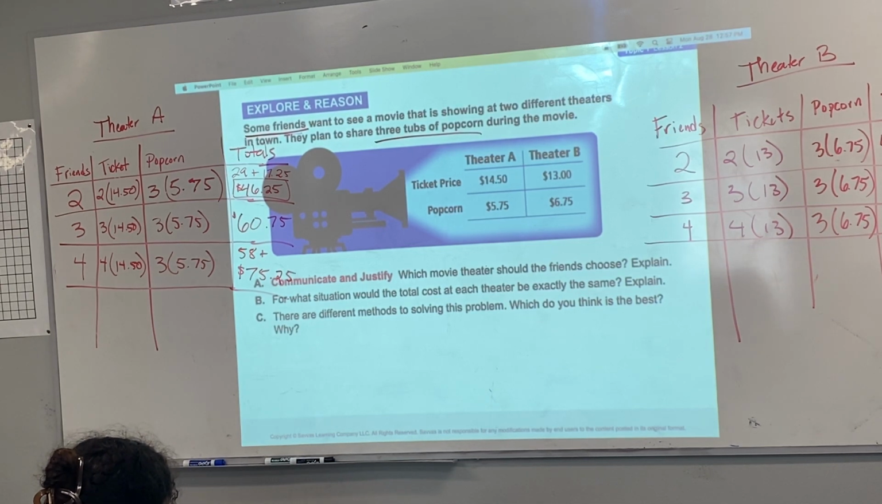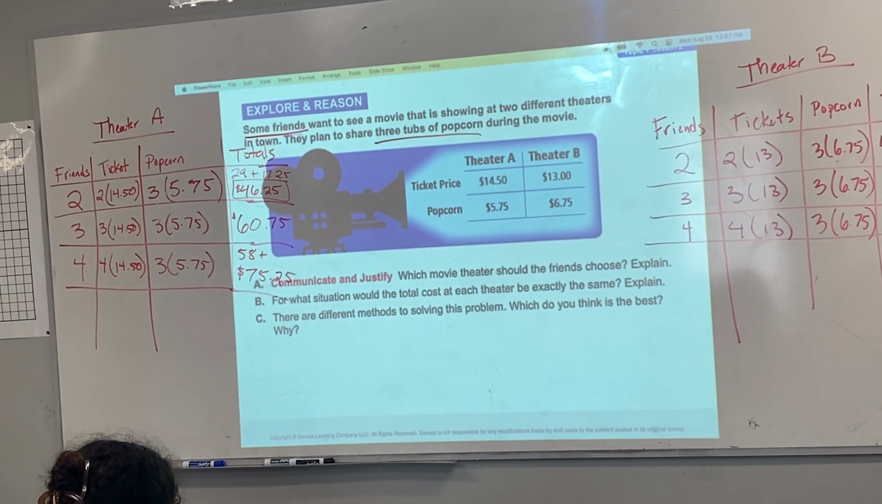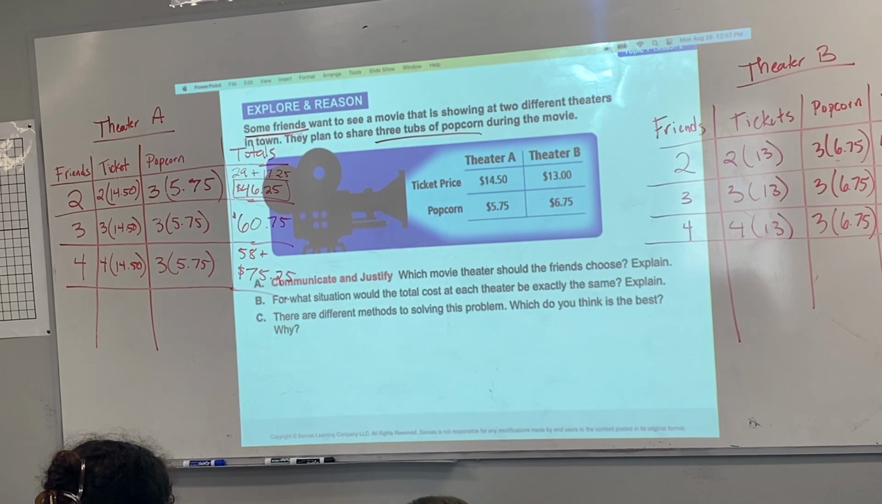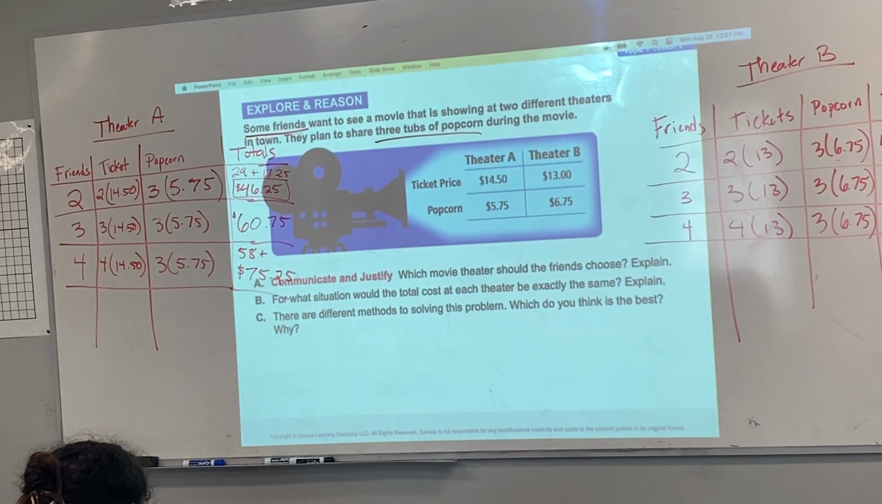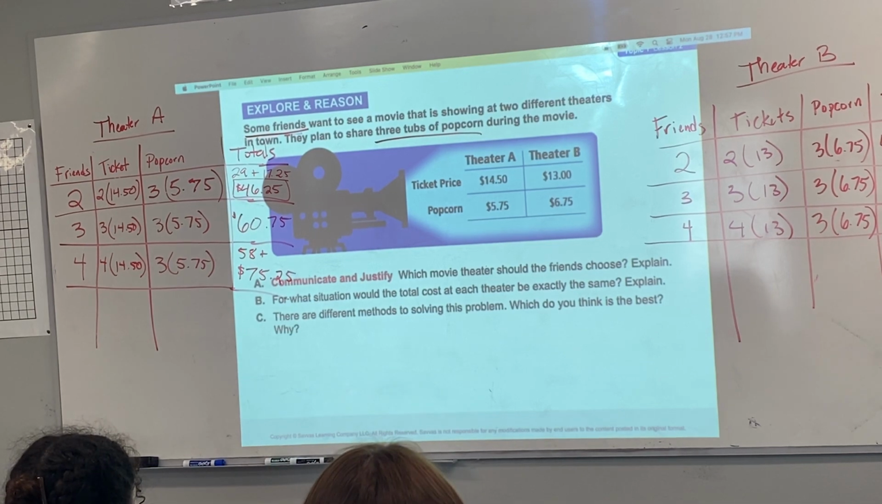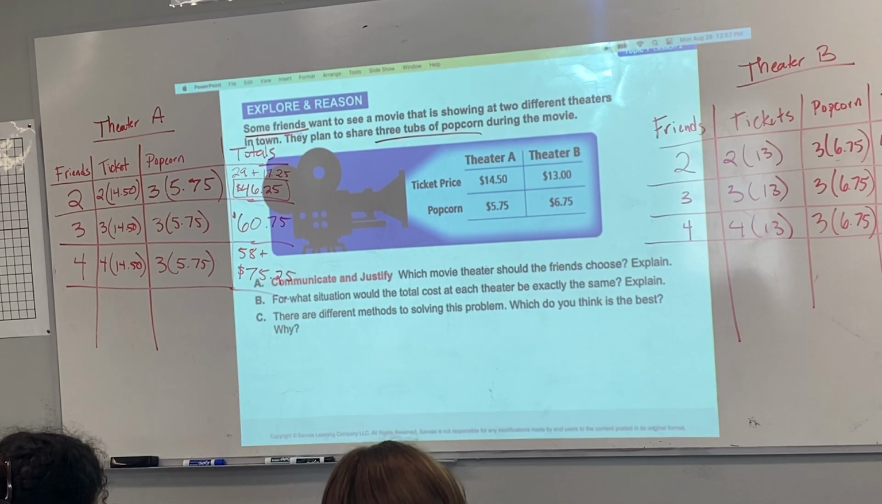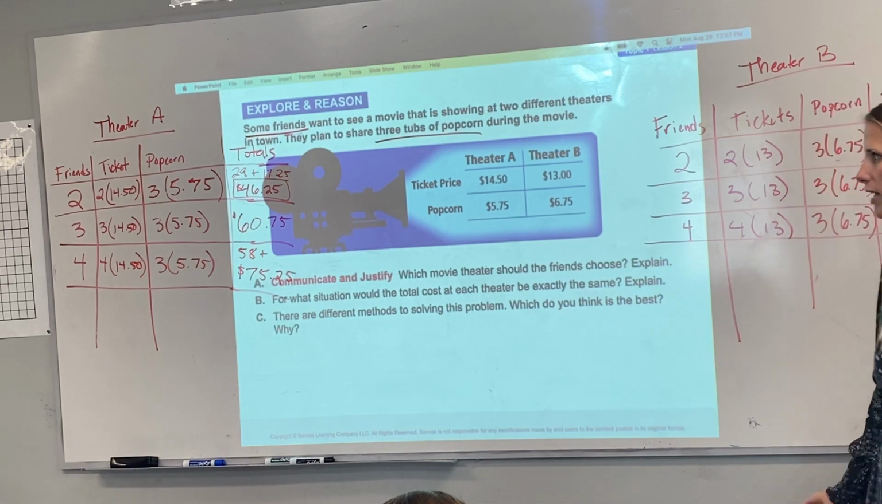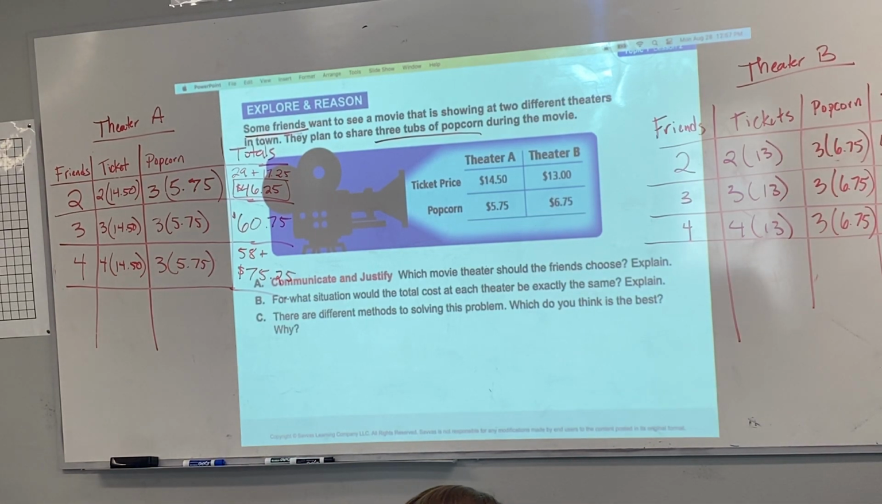Now let's start looking at the difference between theater A and theater B's prices. What is the first thing you notice when you compare? That if 2 friends went, they both would be the same. Exactly. So that answers our part B question, right? If only 2 friends are going, they're gonna end up spending $46.25 at theater B or $46.25 at theater A. So how do they know which one to choose?